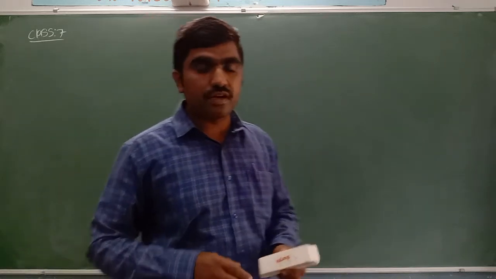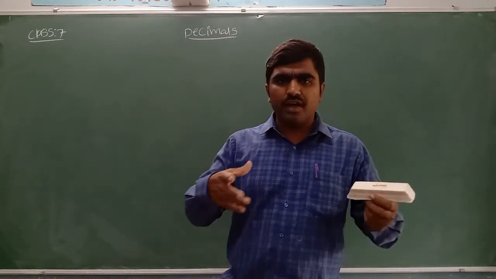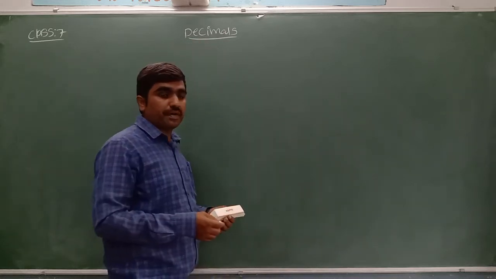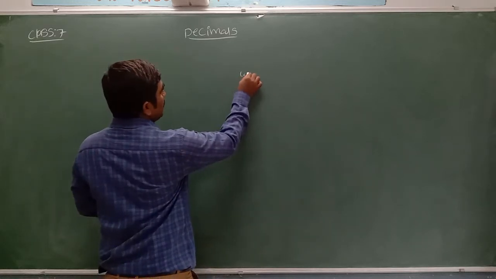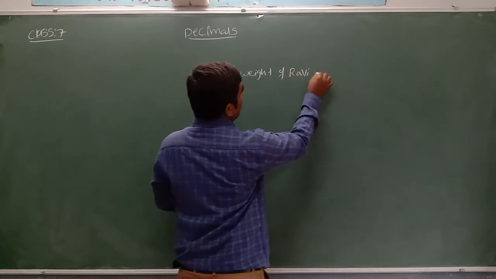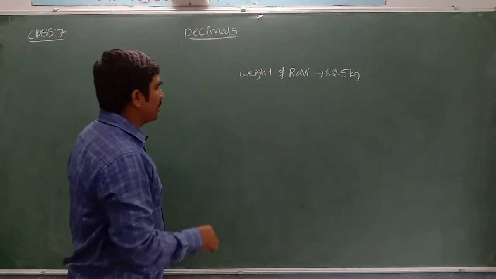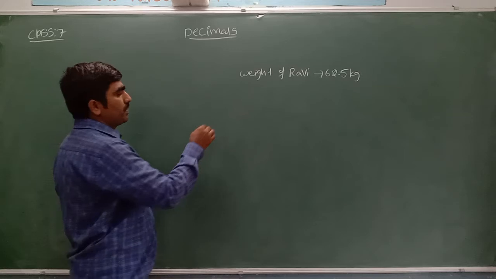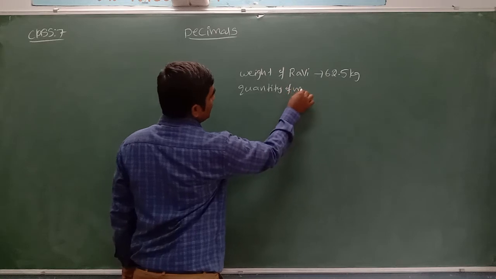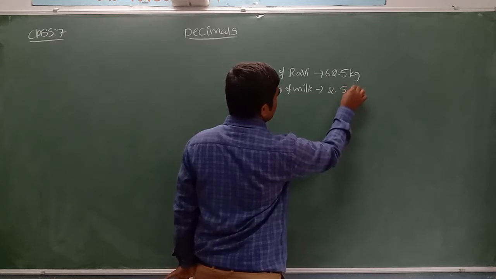Before going into decimals, tell me where we can use decimals in daily life. Can we see decimals anywhere outside? Yes, we can. Suppose you want to measure the weight of a person, say Ravi. Let me take Ravi's weight as 62.5 kg. Suppose we go to the shop daily and bring milk. That we can also see in decimals: the quantity of milk, let me say, 2.5 liters.